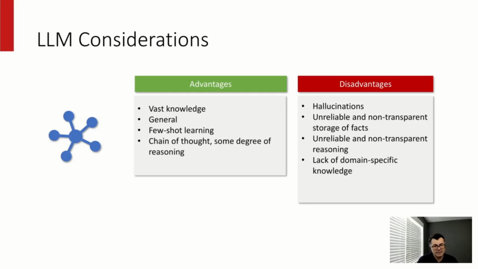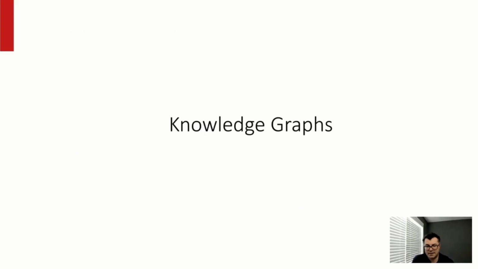But on the downside, it does create hallucinations. It's unreliable, as I already mentioned, both in terms of how it stores data and reasoning, and it lacks domain-specific knowledge. So if I'm a business and I have my own data, somehow I need to get it in there. So that sums up large language models. Now we're going to dive into knowledge graphs a little bit.